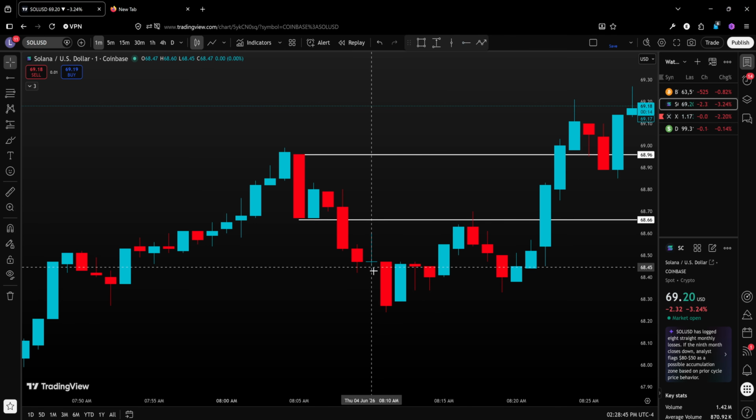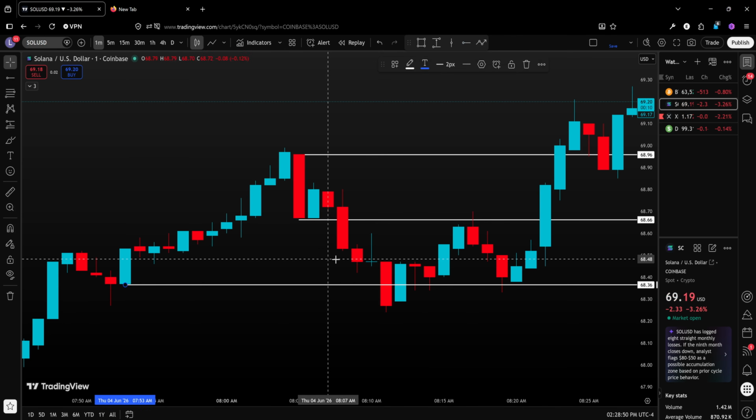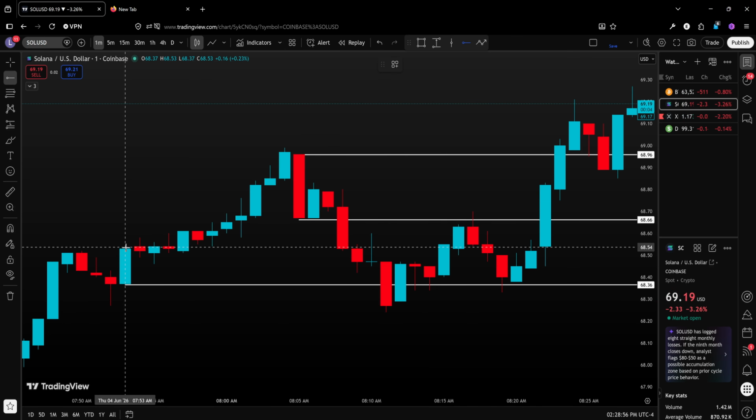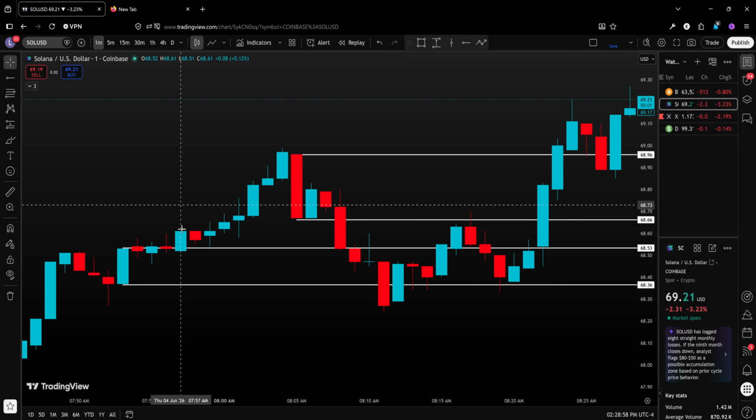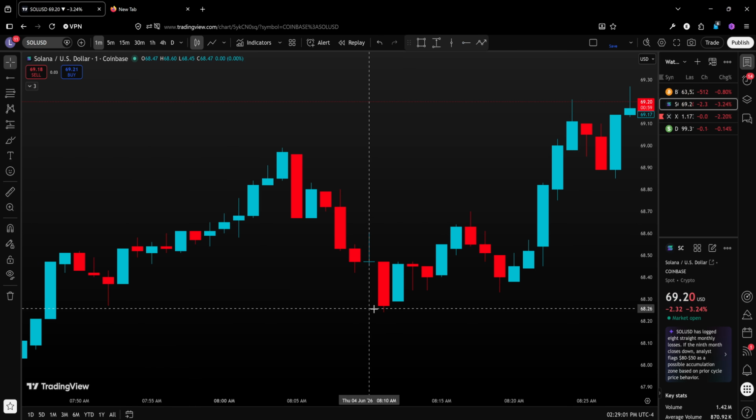Vice versa for a bullish candle. For a bullish candle, this is the lowest point that it got to, and this is also where it opened at. This is the highest point that it got to, and that's also where it closed at. Simple as that.